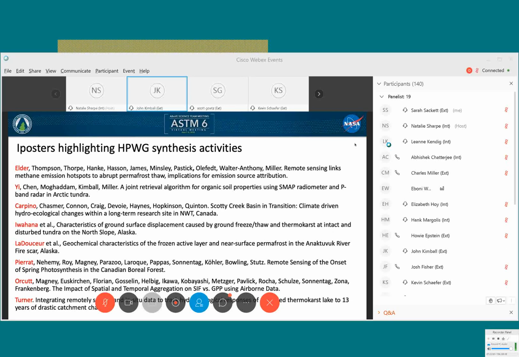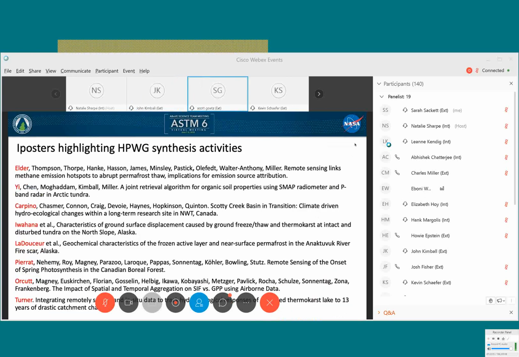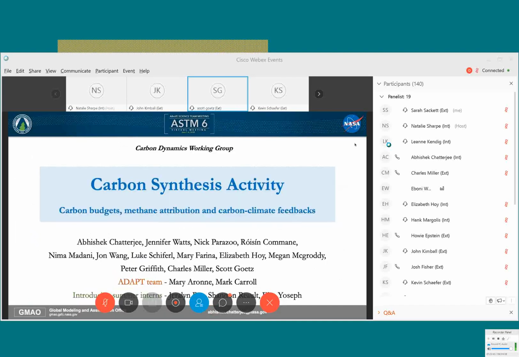Thanks, John. Great. Man, it's painful to rush through these things because there's so much great work being presented here after so much preparation. But we do need to move along, just in the interest of trying to keep somewhere on schedule. So next up is Abhishek Chatterjee, who will be presenting on the carbon synthesis activities.